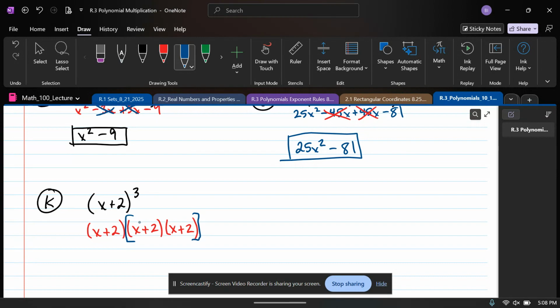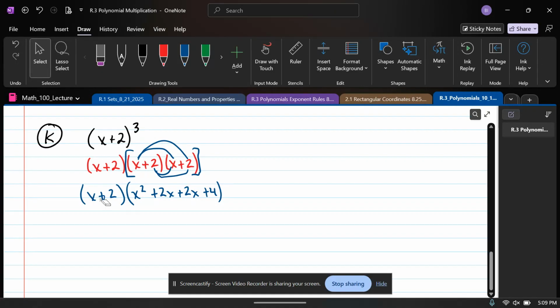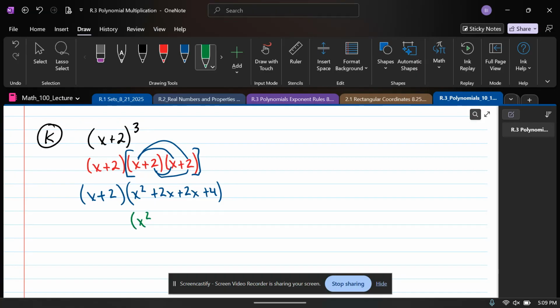So if I multiply these 2 together, that's going to be x times x is x squared plus 2x plus another 2x, then plus 4. I've still got this x plus 2 that I haven't used yet in the front. So I'm going to simplify that long one there and make it x squared plus 4x plus 4. And then I'm going to distribute my x plus 2 to that.